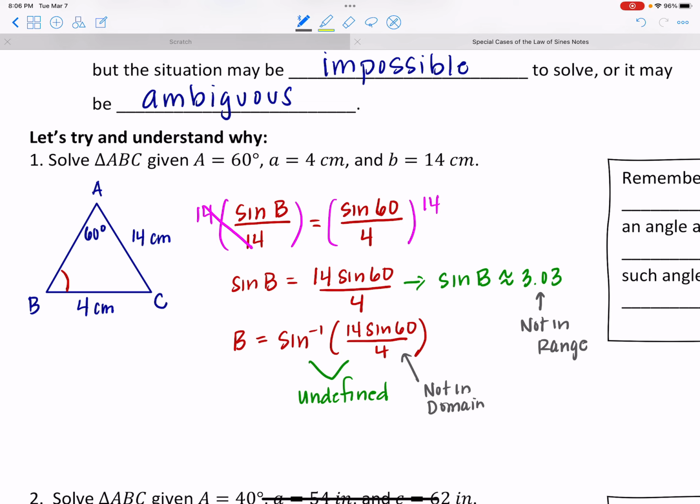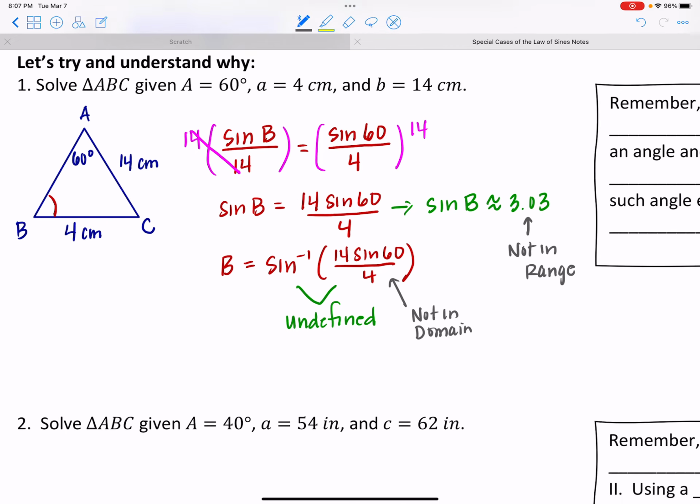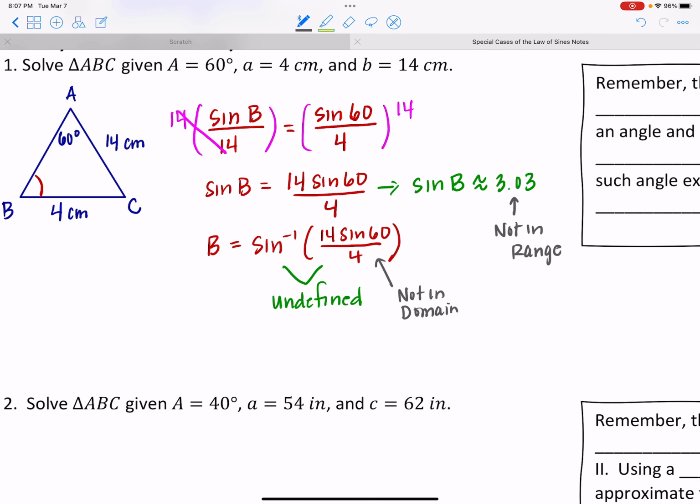So it's not possible for us to find an angle B such that the sine of that angle B is going to be equal to about 3.03. It's going to be impossible to make a triangle that has these characteristics. So the fact that this doesn't work out for us is telling us, well, one, we've got to be careful. We don't want to just make an error in our work and say, oh, this is an impossible triangle. But we are specifically getting a value that's not in the range of sine, or we're trying to find the inverse sine of something that's not in the domain for that inverse.